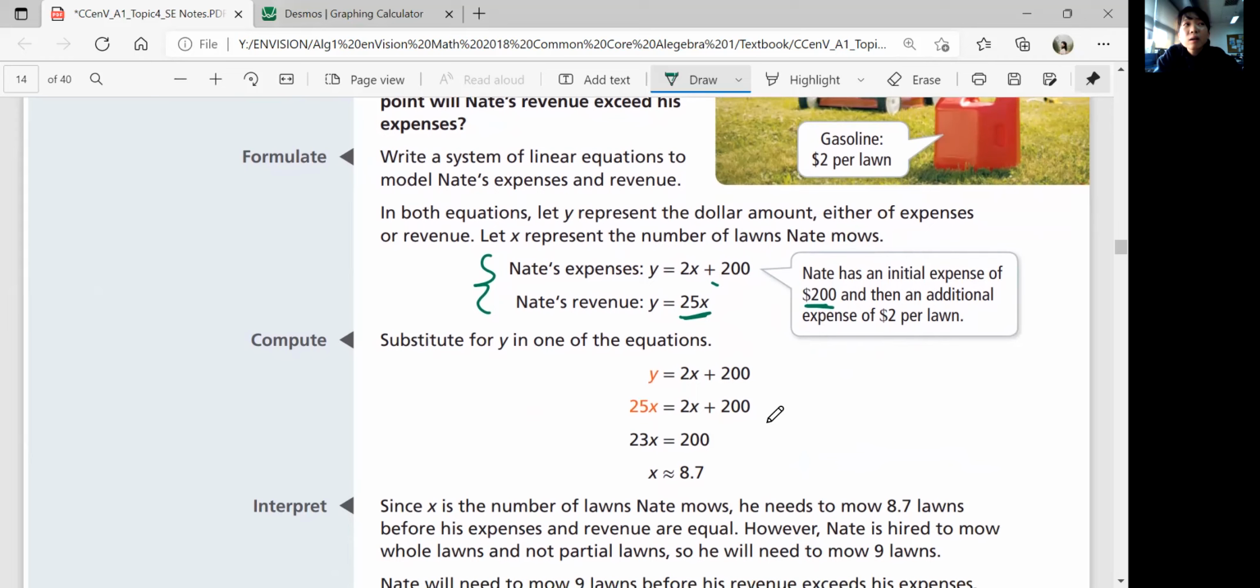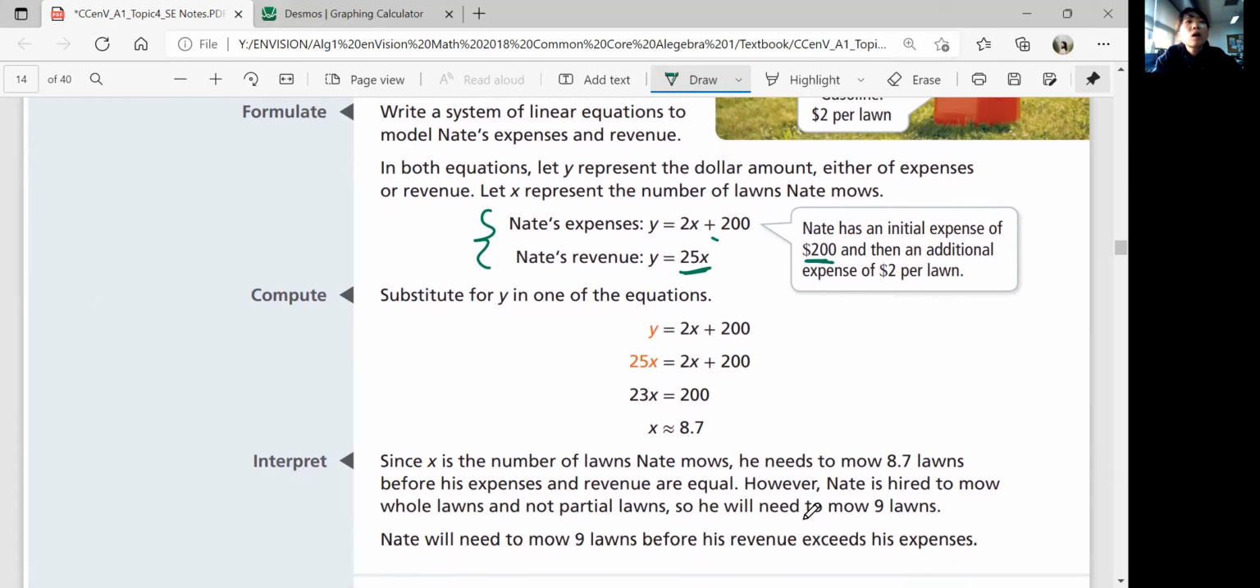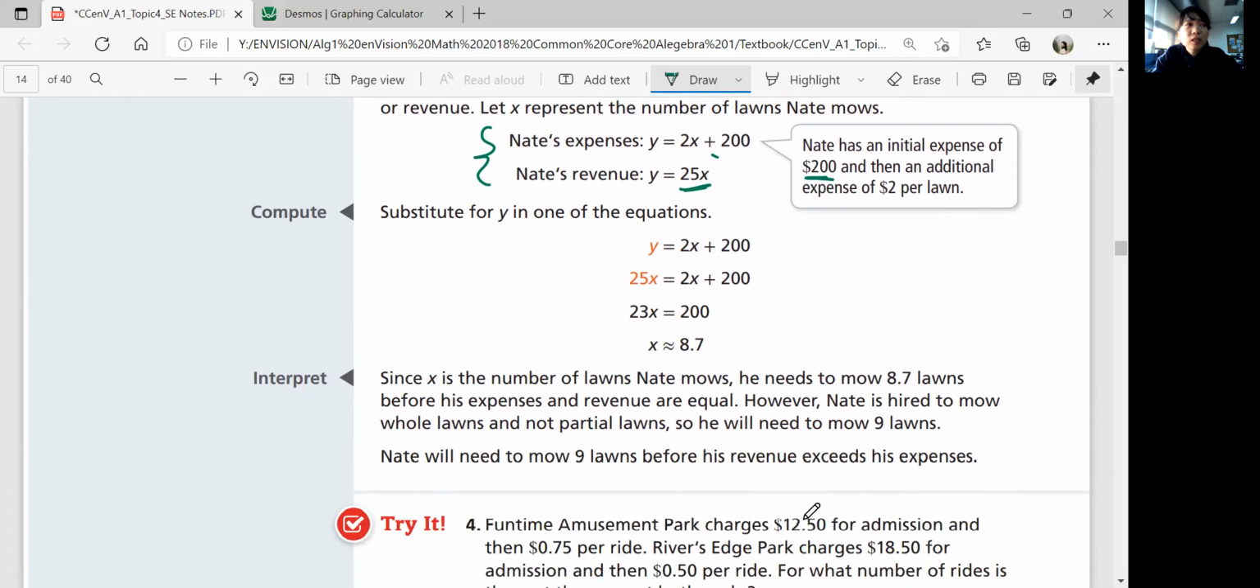So since x is the number of lawns Nate mows, it needs to be a whole number, right? So if he mows 8 lawns, is he gonna earn more than his expenses? No, he needs to mow more than that. So the whole number right after 8.7 is 9. So he's going to mow 9 lawns in order to go past his expenses. Okay, so 9 lawns is going to be the answer.